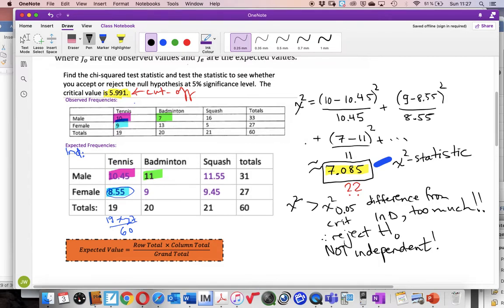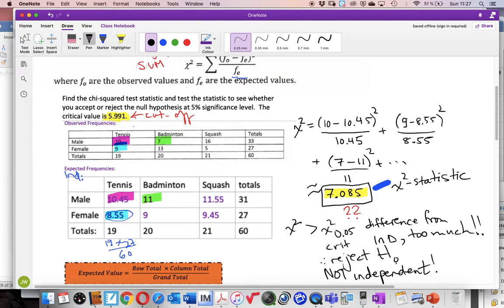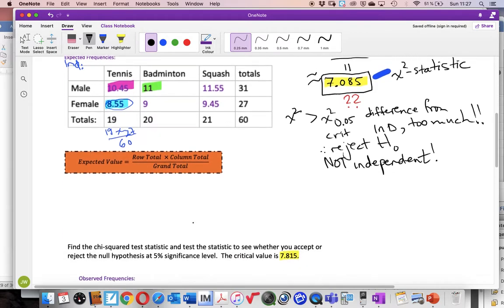Okay, so again, what did we do? We found the difference squared. So you need to make sure that you've got this formula handy. We added them all up, and then you compare this result to the given critical value, what you're willing to accept. And if it's bigger than that, you're going to be rejecting the H null. It's deviating too much from independence.